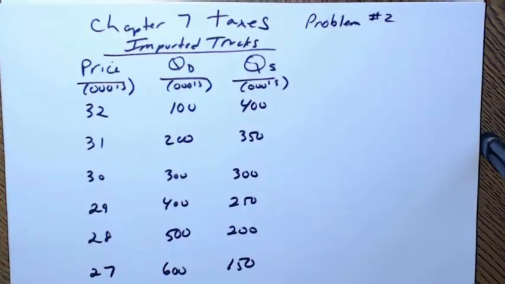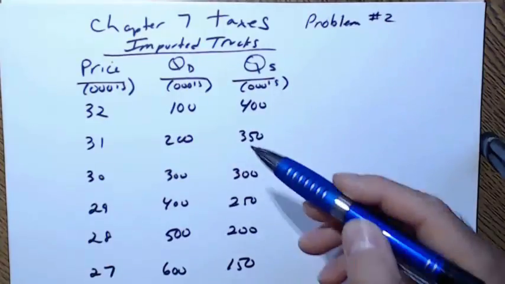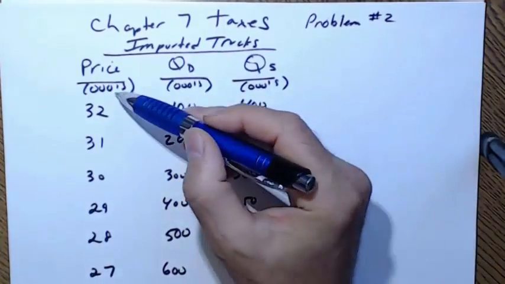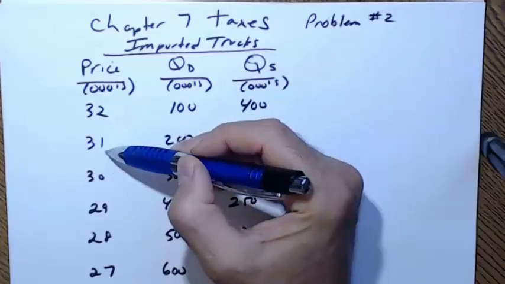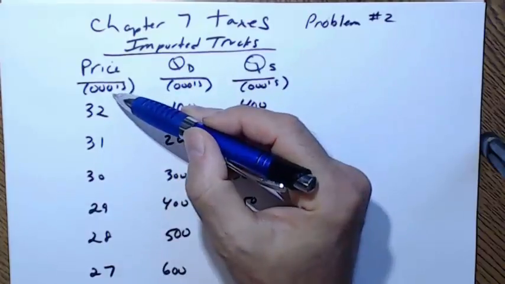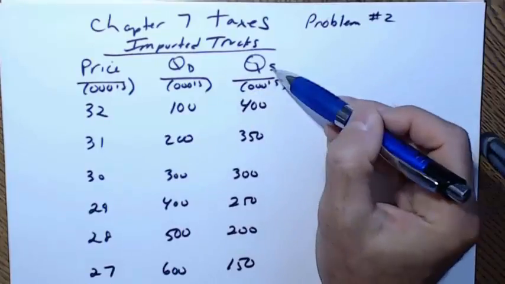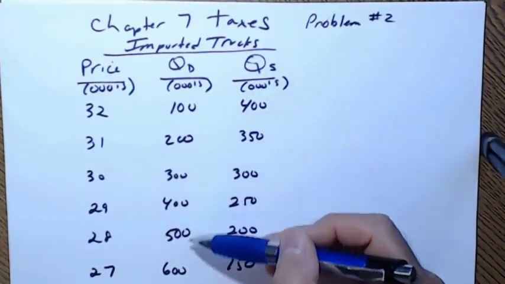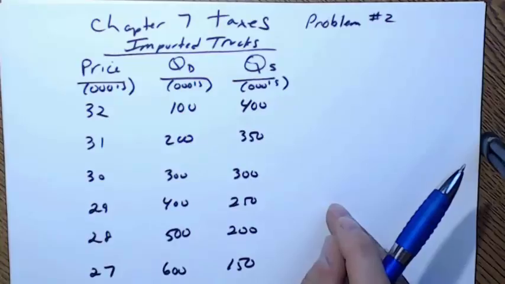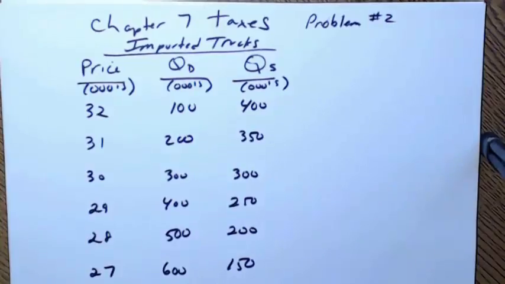It can do this by imposing an excise tax on each foreign truck sold in the United States. The hypothetical pre-tax demand and supply schedules for imported trucks are given in the accompanying table. So here it is. Here we have price, 32,031, and so on down here. I took the zeros out, and the same thing with the quantity demanded and quantity supplied at each and every price. So that's the information that's given.